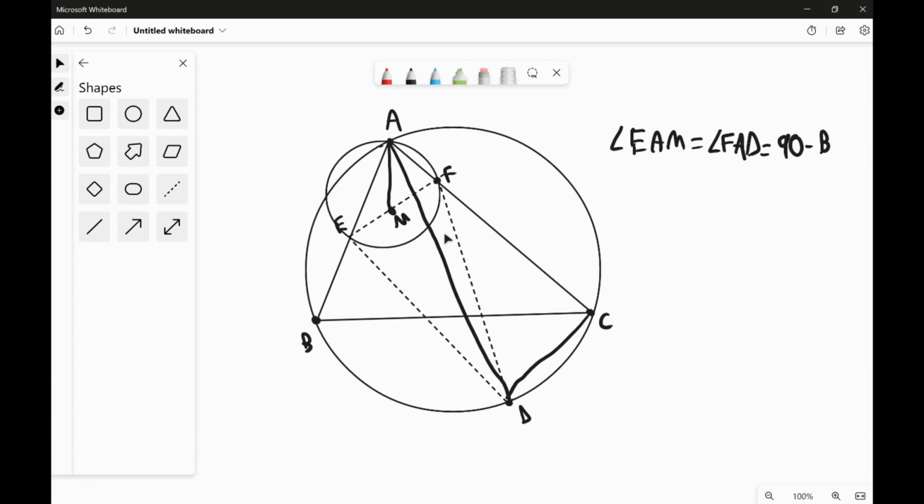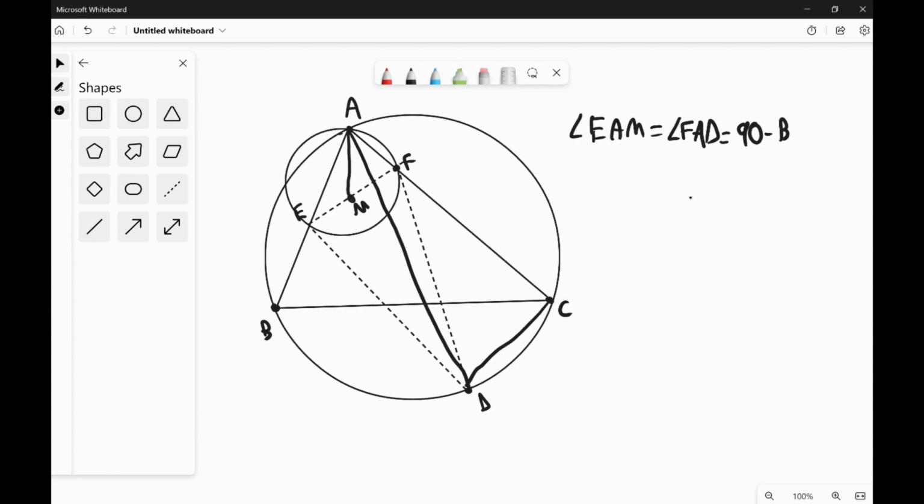Now, why would this be the case? Well, we know that M must be the orthocenter here, so AM is perpendicular to BC, making angle BAM equal 90 minus B. On the other hand, angle CAD must equal 90 minus B because this angle here, angle ADC, must equal angle ABC by the cyclic quadrilaterals, which is angle B, and angle ACD is equal to 90 degrees from the diameter condition. So therefore, each of these angles is equal to 90 minus B. It turns out this is true for any general triangle.